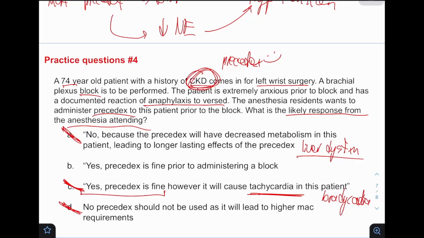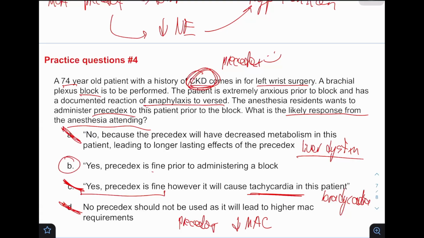And then D is also incorrect. No, Precedex should not be used as it will lead to higher MAC requirements. That is false. Precedex leads to decreased MAC requirements, just like propofol. So you don't need as much sevoflurane for maintenance. That leaves us with B.